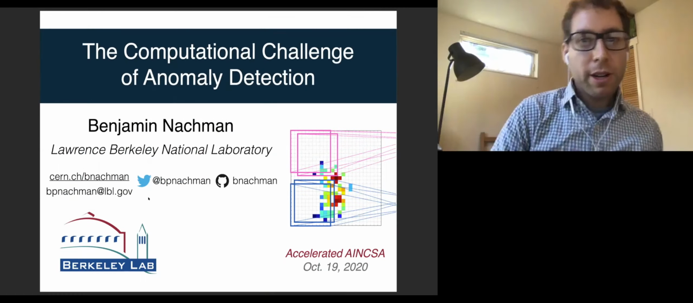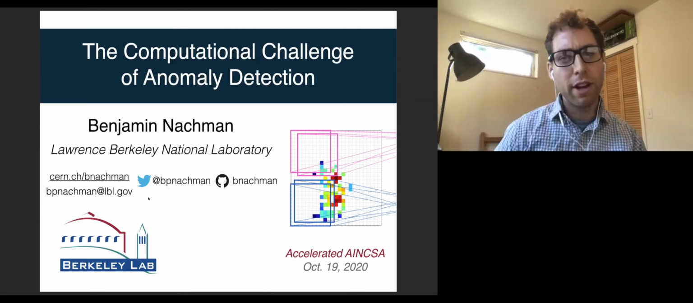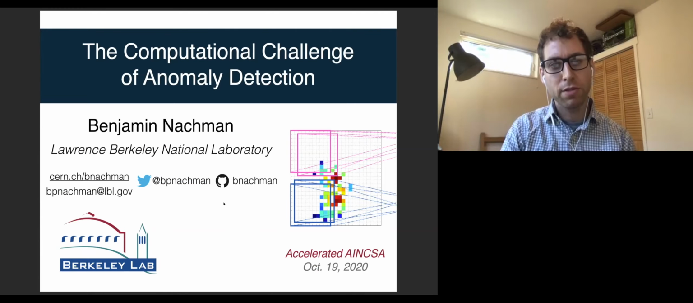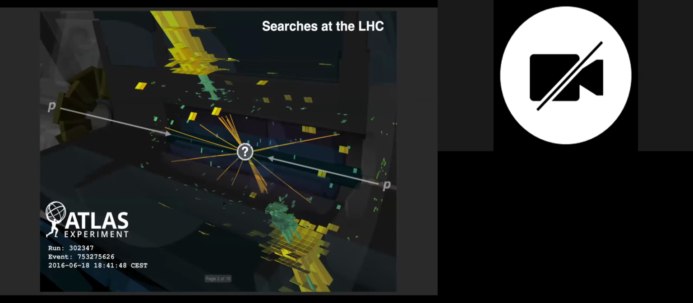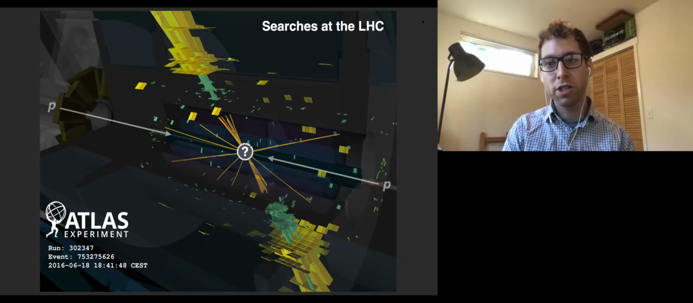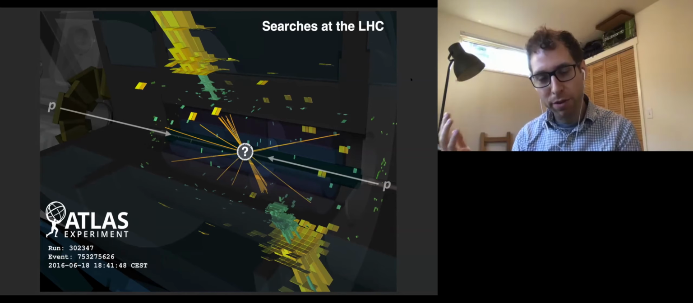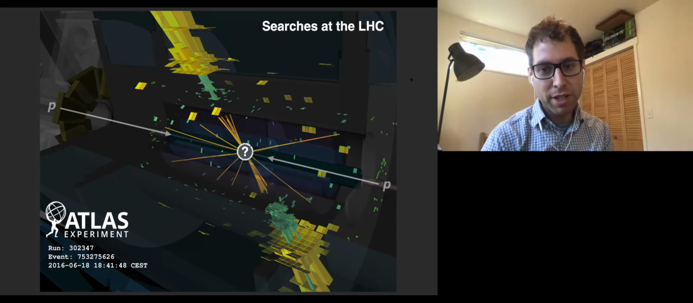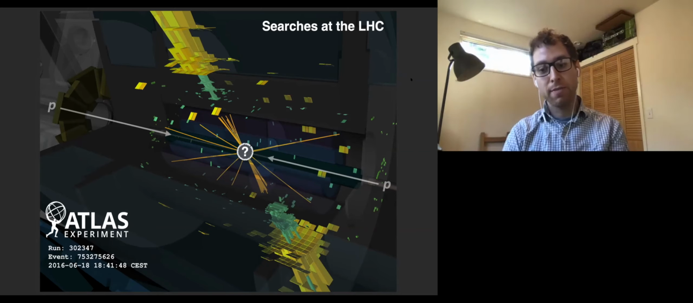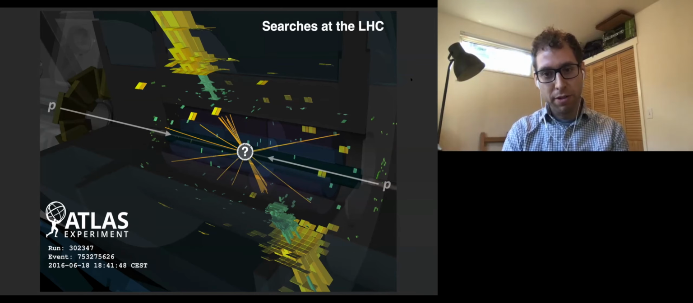Great. Okay, so I will talk about the computational challenge of anomaly detection at the LHC, following suit with the rest of the talks from this session. So first, just briefly about the science. The goal is to think about searches for new particles at the LHC, schematically depicted here, where we collide protons, and if we have enough energy that goes into the collision, we can maybe produce some high mass particles that then decay into sprays of particles.